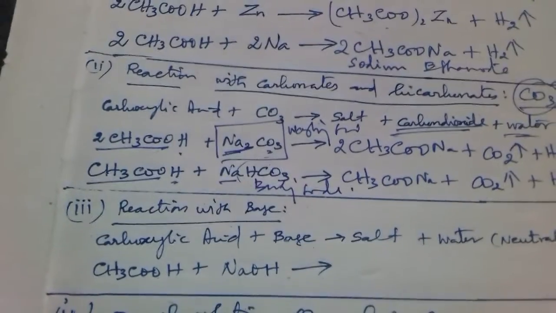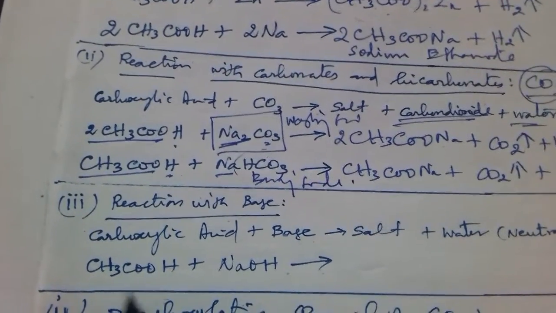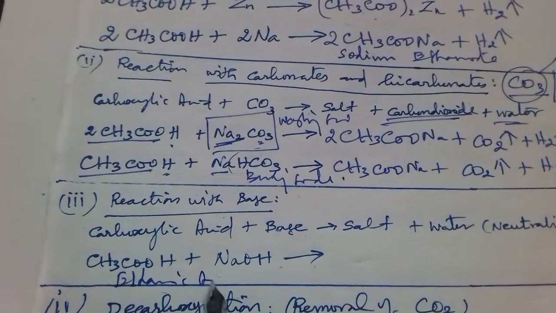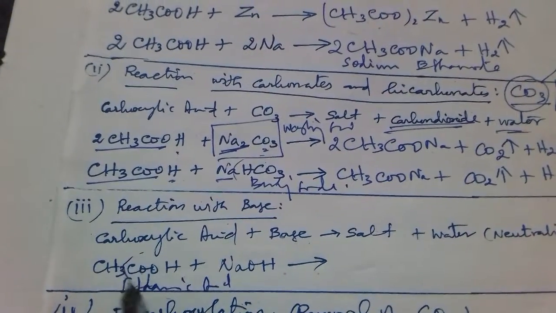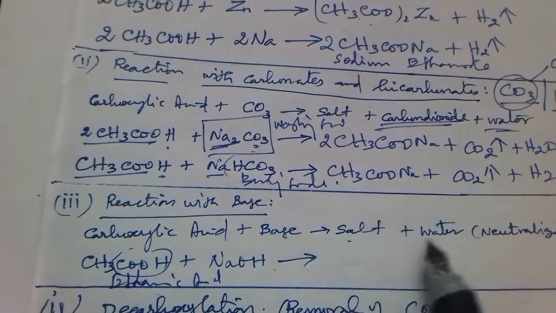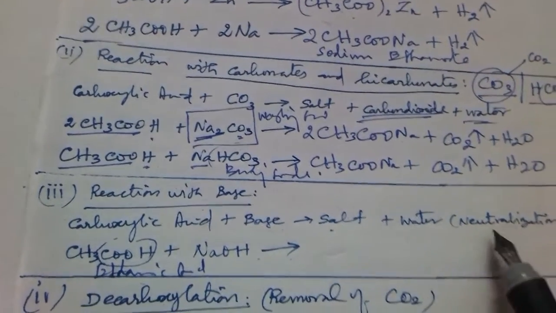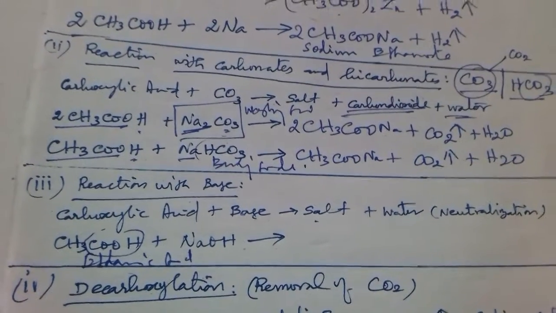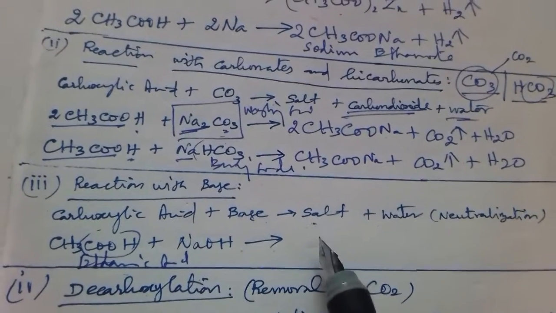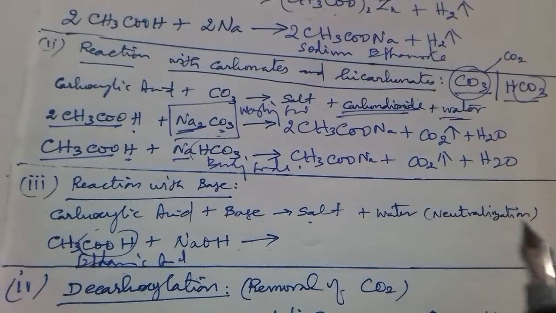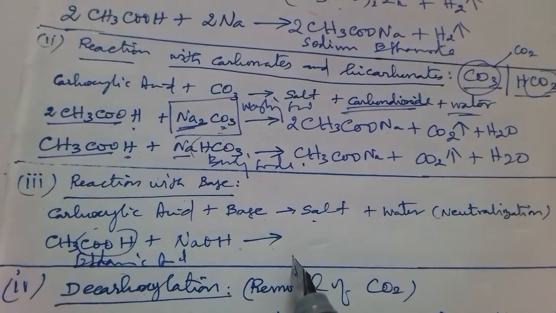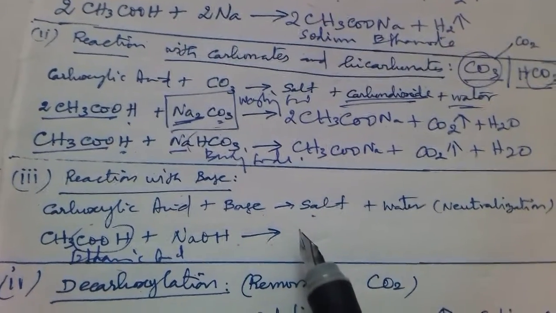Then next one, reaction with base. Ethanoic acid is a carboxylic acid; its functional group is COOH. So whenever an acid reacts with a base, salt and water are formed. This you already learned. It is called a neutralization reaction, a type of displacement reaction. This reaction is called neutralization, so the acid is neutralized by a base.